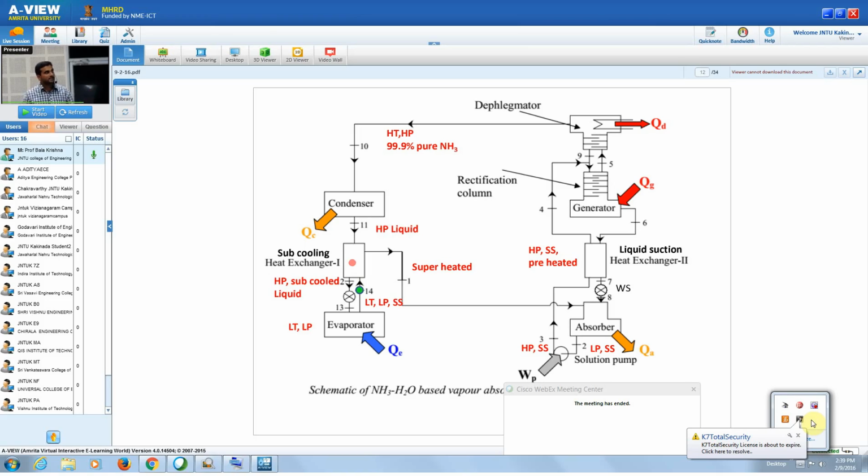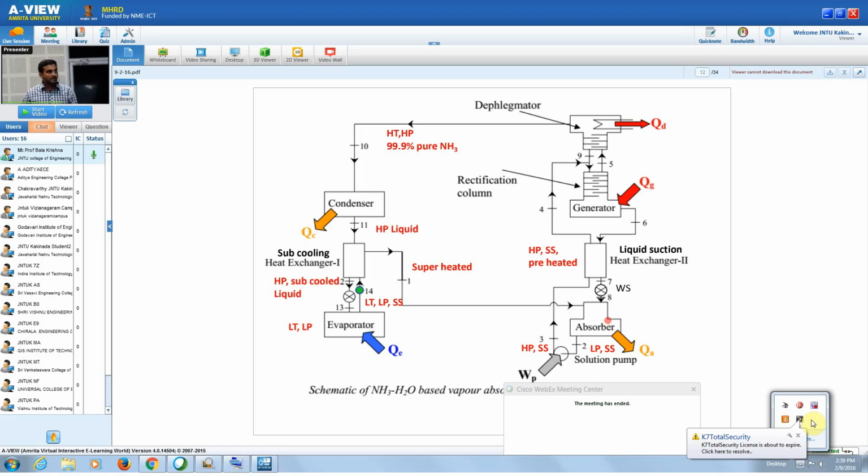There will be a heat exchange between the incoming liquid refrigerant coming from the condenser and the outgoing vapor going out of the evaporator. There will be a heat transfer, and the vapor gets superheated. The liquid coming out of the condenser, passing through this heat exchanger, becomes subcooled. We'll discuss this when we come to the same point as we go through all the components. Then it goes to point 1, where a completely superheated vapor is there, and from there it goes into the absorber.